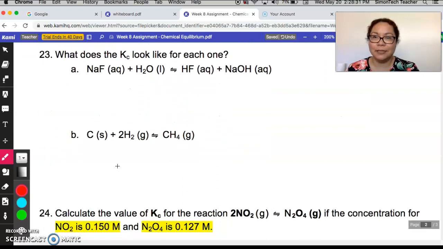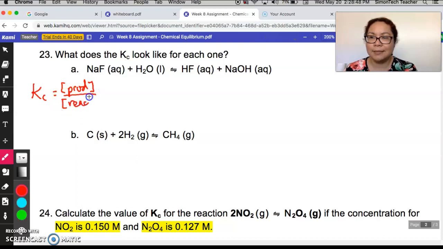Okay, so now let's take a look at this equation over here. What does the Kc look like for each one? You guys got to remember what Kc is. Remember that we've got the products at the top to the reactants, and that one goes at the bottom. And also don't forget the powers. Those would be the coefficients. Let me just put that down right there, coefficients.